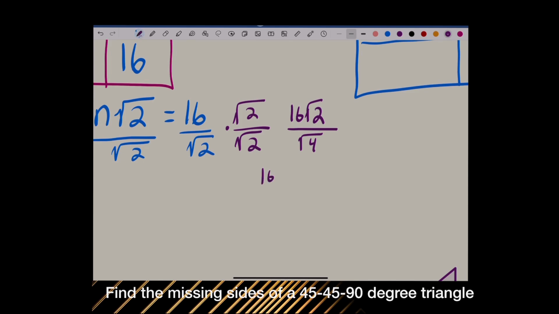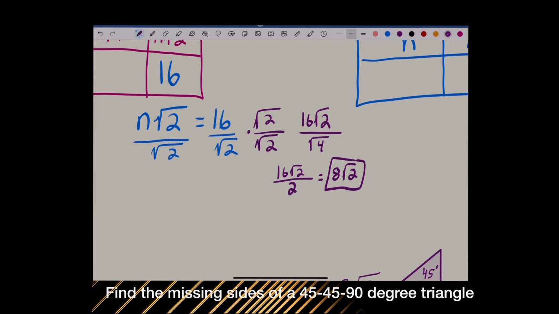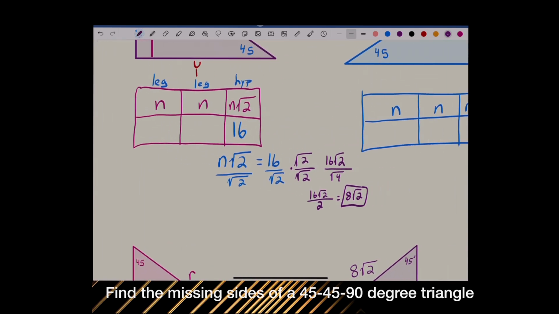So if I simplify that, what's the square root of 4? 2. So now I've got both the 16 and the 2 that are outside. What's 16 divided by 2? 8. So this actually becomes 8 radical 2. So my n value over here is going to be 8 radical 2, making this leg 8 radical 2 as well.